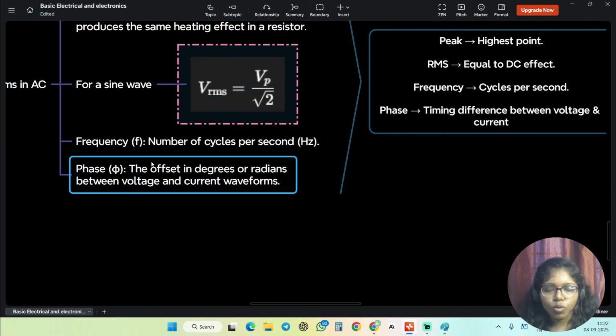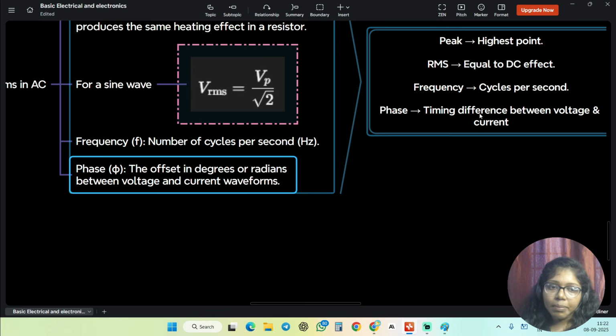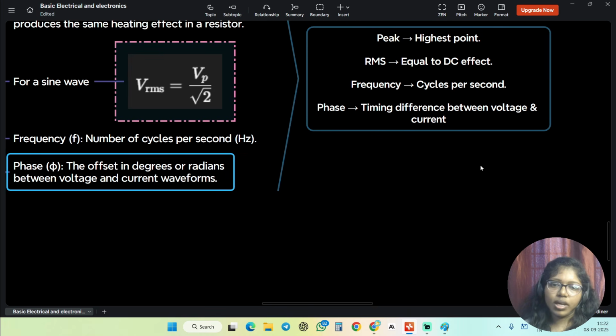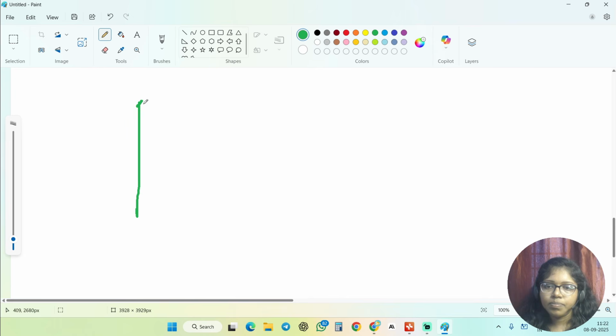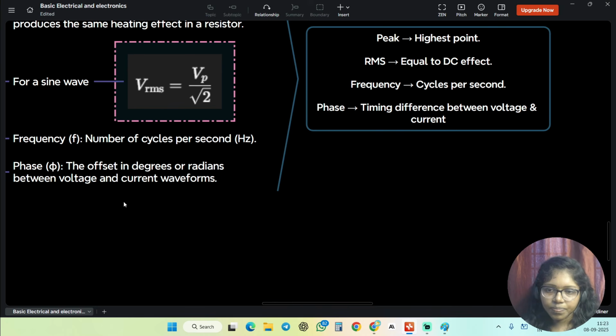And what is meant by phase? These are the terms used in alternating current, so just keep them in mind. Phase is the timing difference between the voltage and current. For example, you calculate with respect to voltage and time, whether both have the same phase or not. If there is any difference between your voltage and current, the phase difference between them is calculated. That is called the phase.